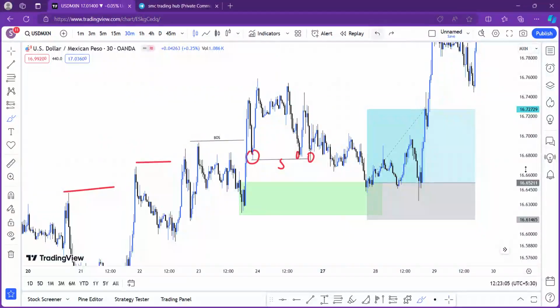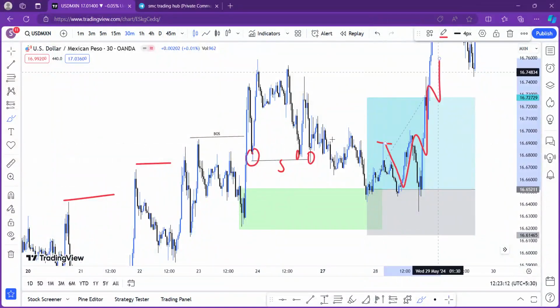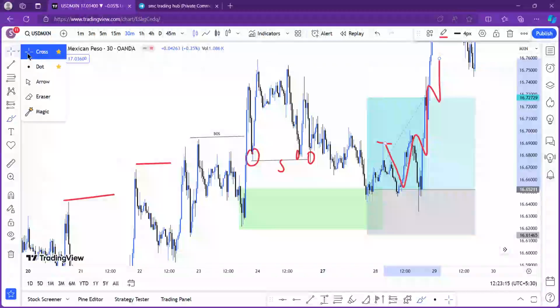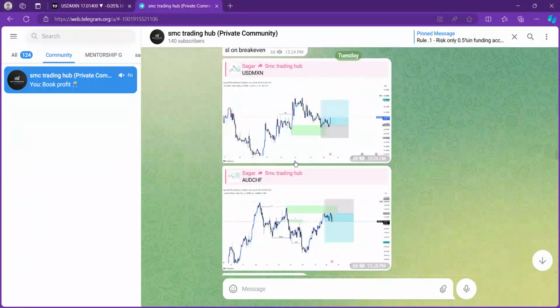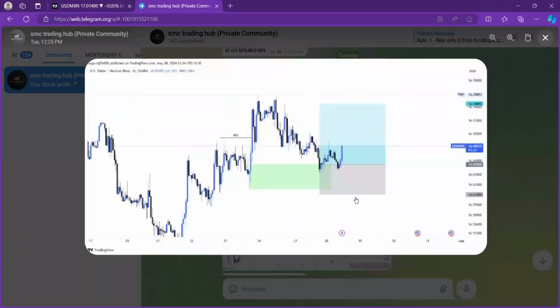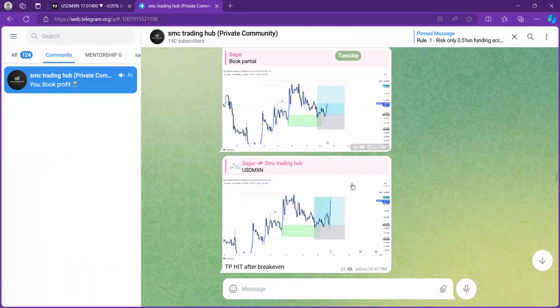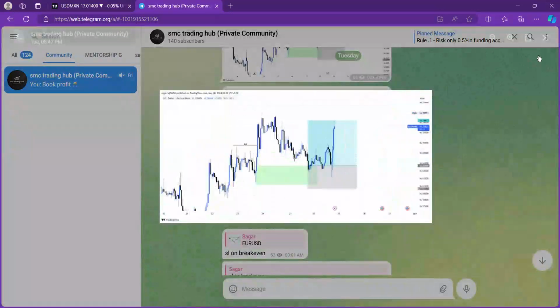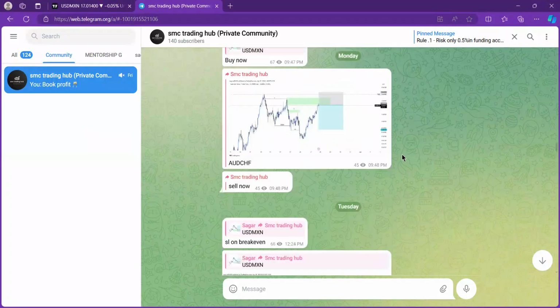But what happened in this trade? We booked partial here, but price hit our break even, and then it went long. So we did not hit the TP in this one. We just hit break even after a partial. I'll show you the result in the group. You can see the USD action here. We booked partial here, and price here is the TP, but the TP was hit after break even. So we just booked partial in this.